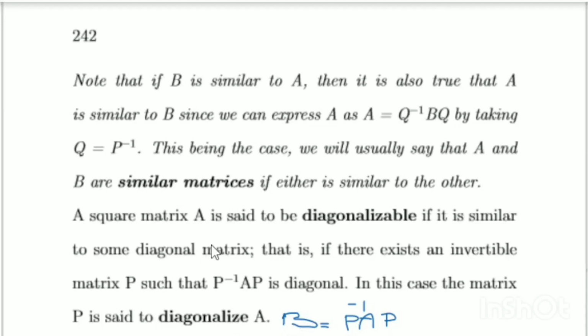And also, if A is an n by n matrix, then there is an equivalent statement. That is, A is diagonalizable if and only if A has n linearly independent eigenvectors. If it is a diagonalizable matrix, then the eigenvectors are linearly independent. There will be n linearly independent eigenvectors.